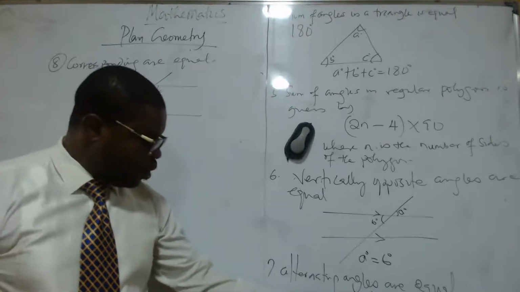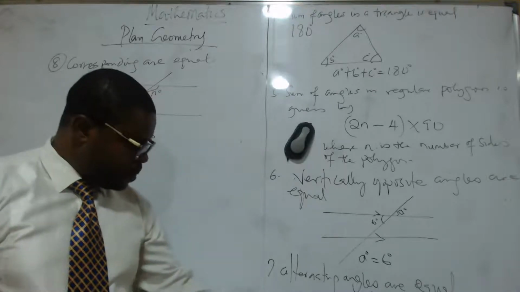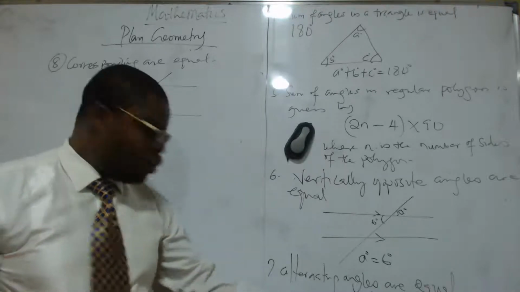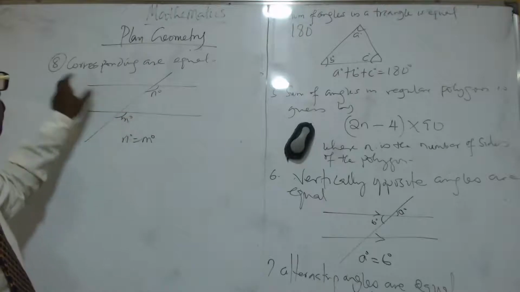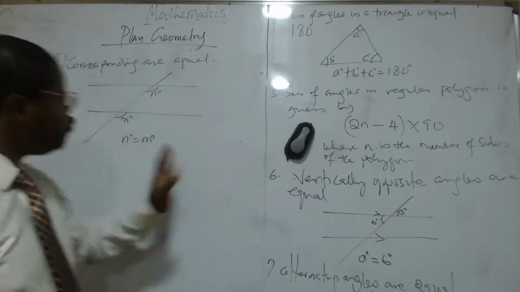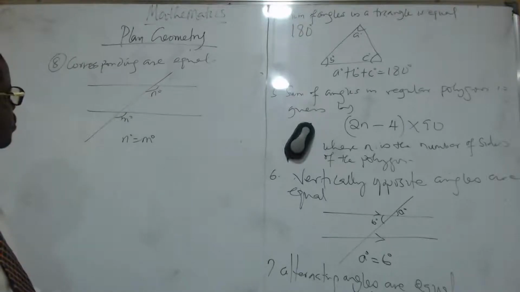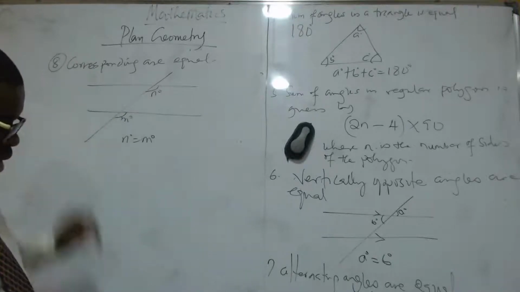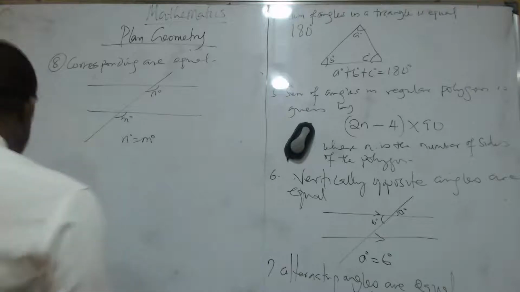That is, one of the angles is facing down, the other angle is facing up. So that's how we differentiate between corresponding angle and alternating angle. So we should not get confused with these two angles. Then we have what?